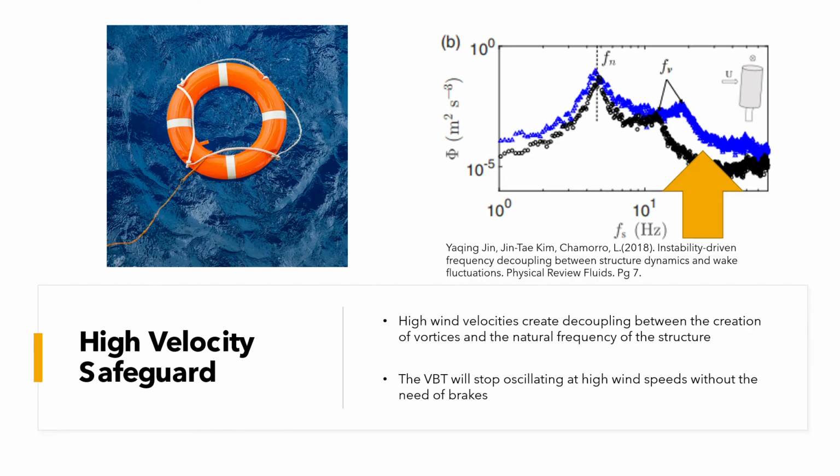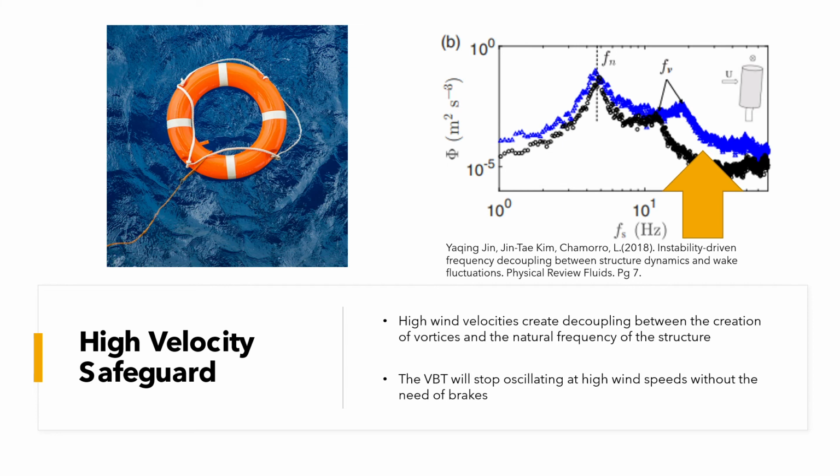A big advantage of this system is that at high fluid velocities, the system has a naturally built-in safeguard against damaging moving parts. The bladeless turbine system just simply stops vibrating at high velocities due to a decoupling of the frequency of the shedding vortices and the natural frequency of the structure.